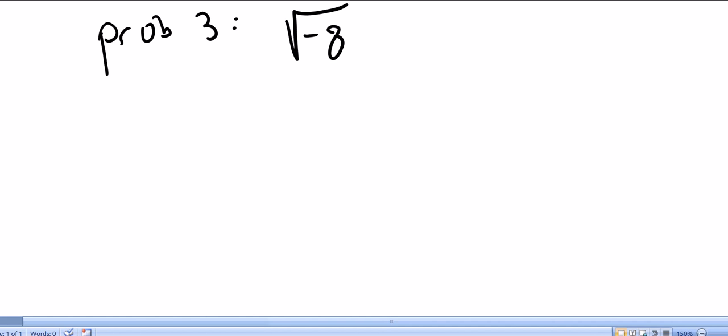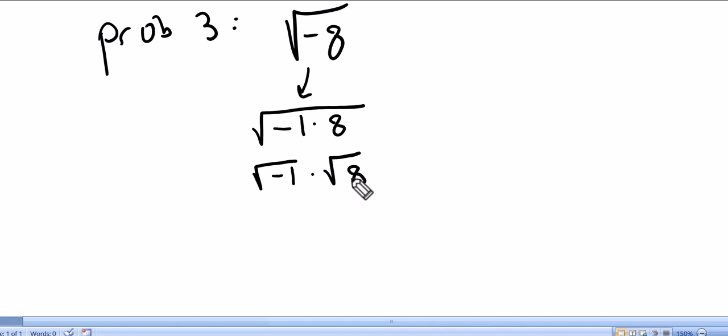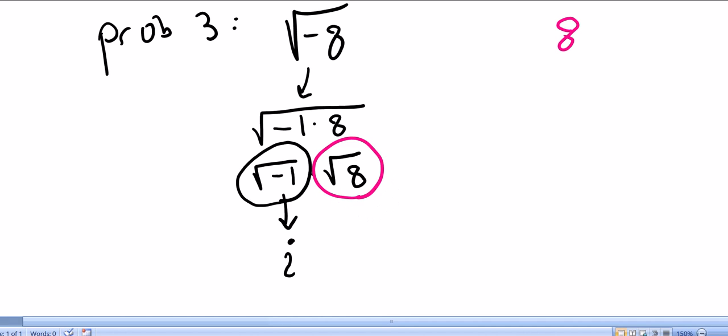Problem 3, square root of negative 8. So we notice that this could be broken up as square root of negative 1 times 8. And that could be broken up further as square root of negative 1 times square root of 8. But what's the square root of negative 1 by definition? That's I. The big problem now is, what the heck is square root of 8?